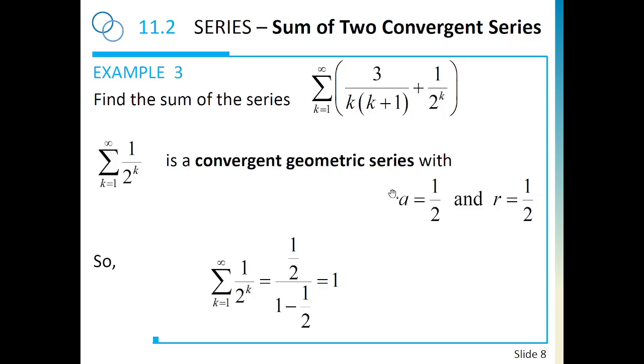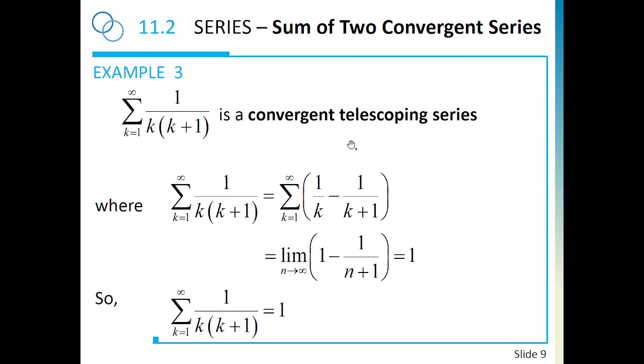Another similar example: again 1 over 2 to power k is a convergent geometric series with first term 1 over 2 and ratio 1 over 2. We can even compute the value by the formula, so the sum of the series is there. And we have also another part that is a telescoping series. We already saw this. Using partial fractions, we can factor the argument in two pieces and then write the partial sums. And the limit of the partial sums is the sum of the series. That way we have the series equal 1.